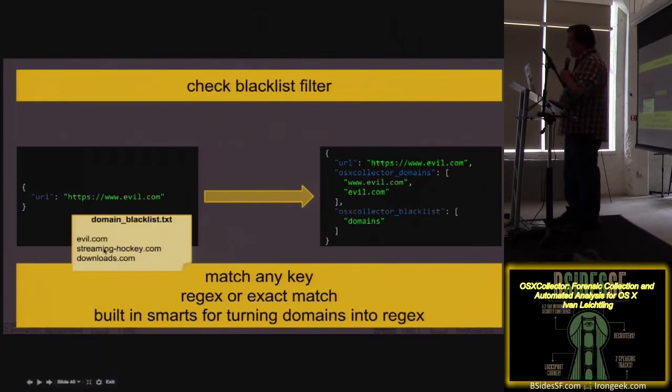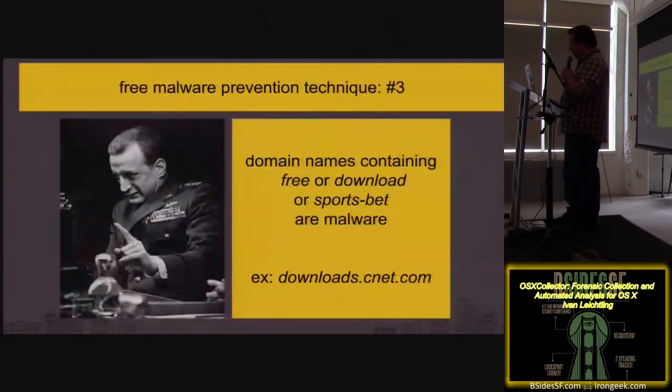More likely, I would get streaminghockey.com. Turns out everybody wants to stream hockey, and it's all malware. Any domain at all with free or download or sports bet in it is malware. That domain hosts malware. The canonical example being downloads.cnet.com. It's all malware. So this heuristic has proven very, very effective. I would recommend not going to those domains.